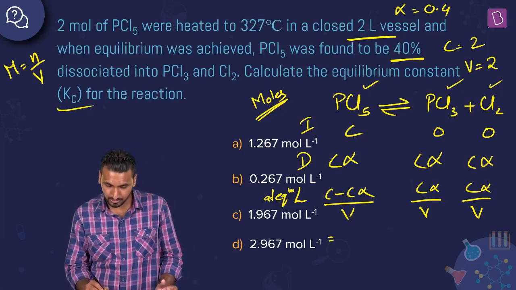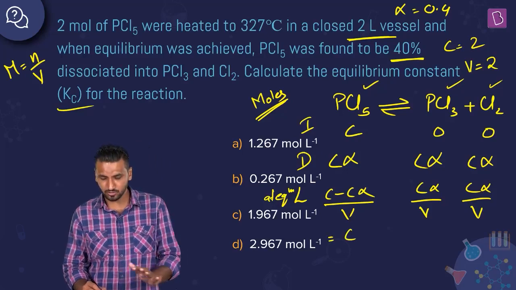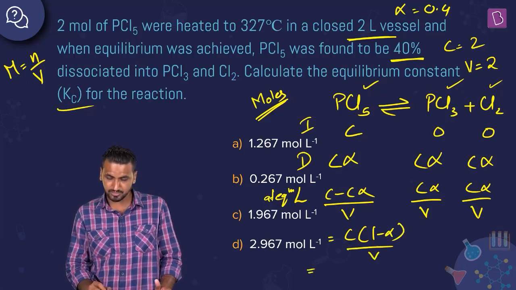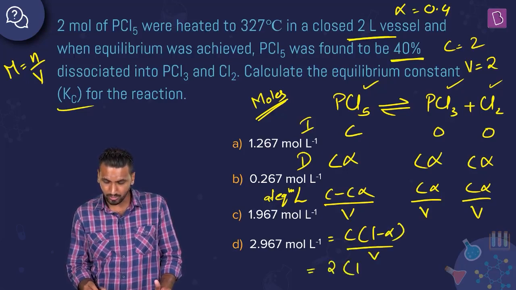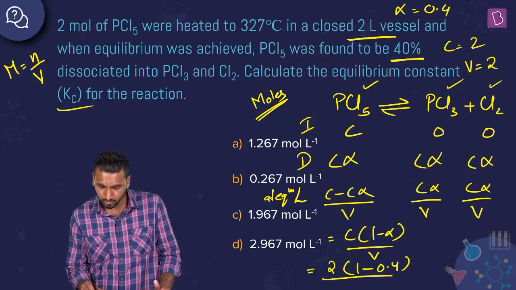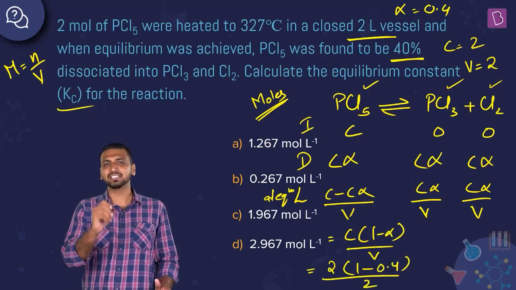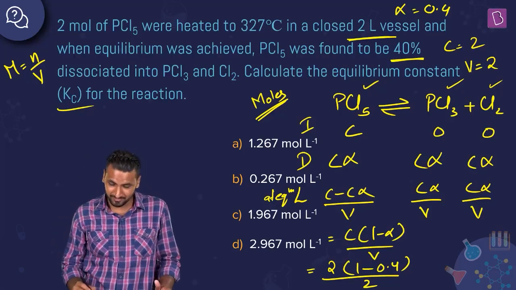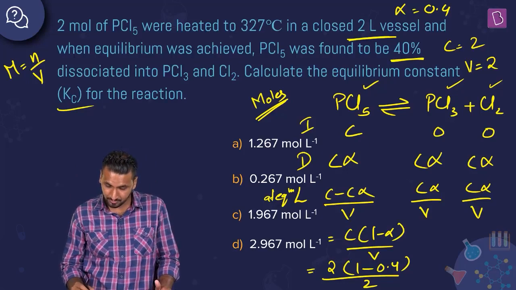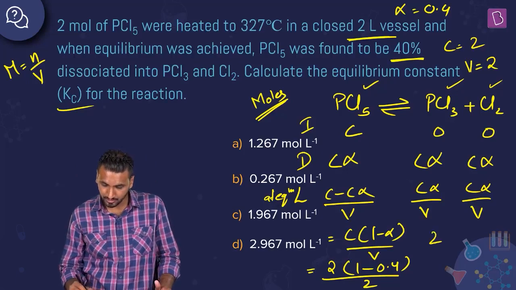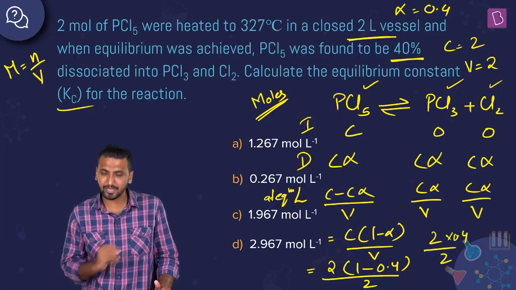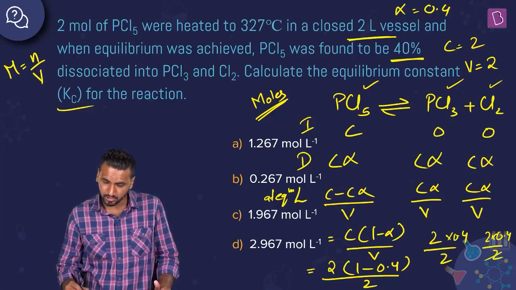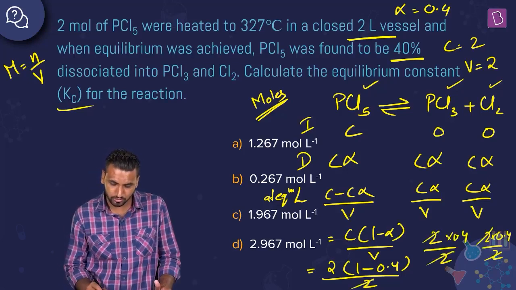If I just put the value, I'll take C common, 1 minus alpha upon volume. So for PCl5, C is 2, 1 minus 0.4 whole divided by 2. This is for the concentration of PCl5 at equilibrium, right? If I do it for PCl3, this will be 2 into 0.4 divided by 2. Same for Cl2, 2 into 0.4 divided by 2. 2 will get cancelled, numerator, denominator, numerator, denominator.